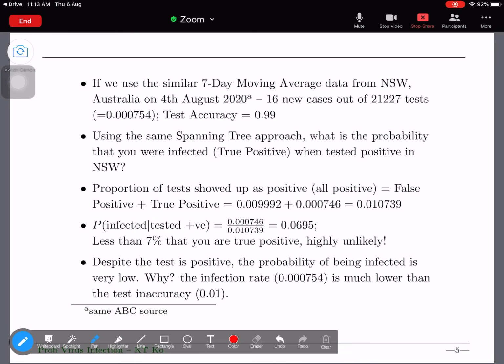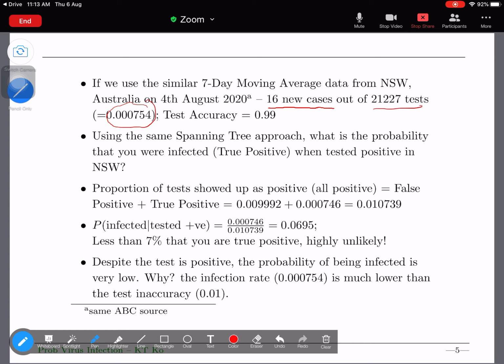So let's look at a different case. This is the case of New South Wales. New South Wales is the state next to Victoria, and because of the virus in Melbourne and in Victoria, the border has been closed. As a consequence, the 7-day moving average data from New South Wales on the 4th of August are relatively low. There were only 60 new cases out of about 21,000 tests. Then the infection rate per test is about 0.000754.